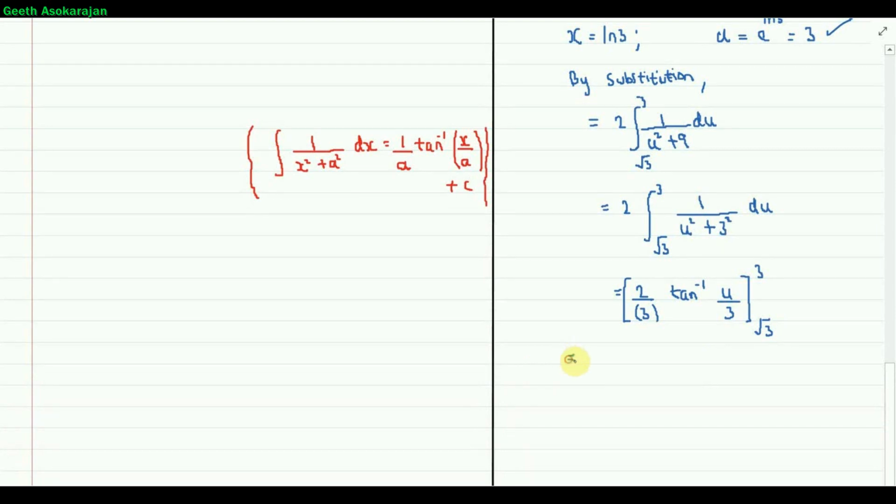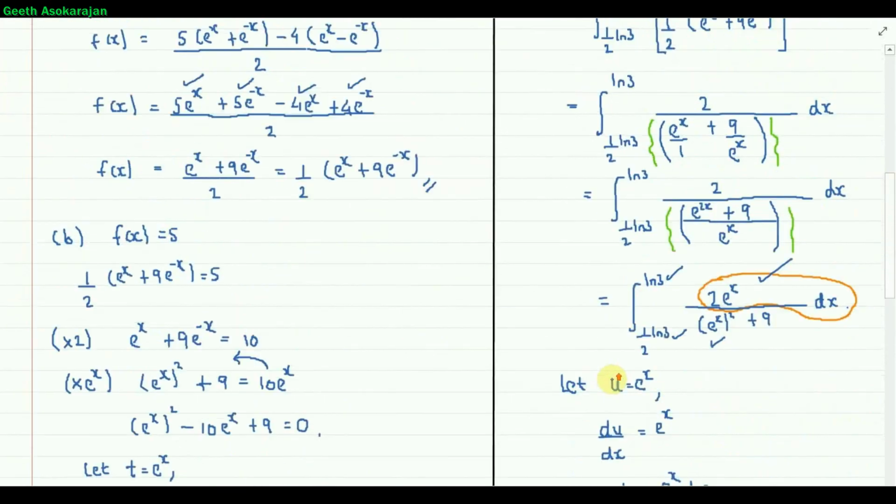Let me continue over here. Replacing the upper limit, which is 3, we're going to have 2 over 3 tan inverse, and the upper limit is 3, so I'll have 3 over 3 upon replacement of the new upper limit, minus in the middle, 2 over 3 tan inverse, and the lower limit is root 3, so upon replacement, root 3 over 3. Now I can cancel these two 3s, so we're doing a tan inverse 1.